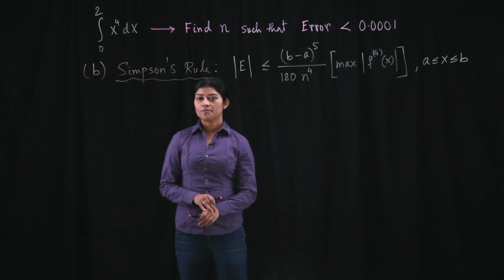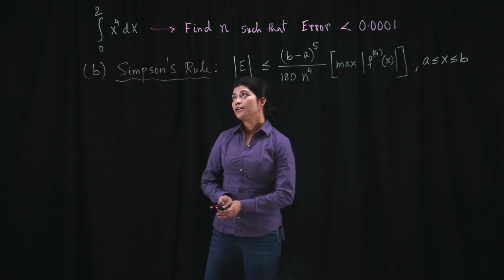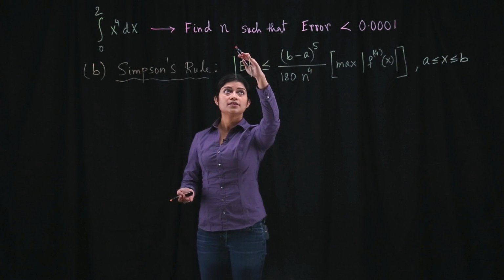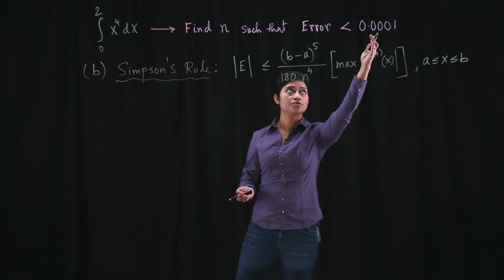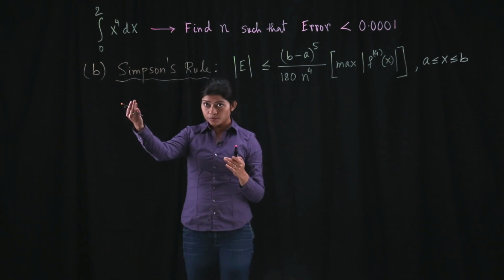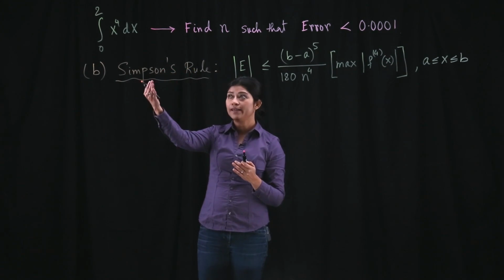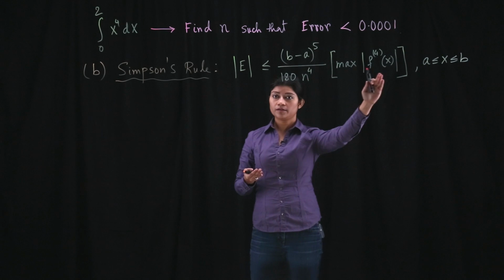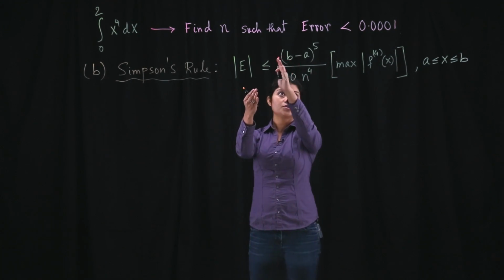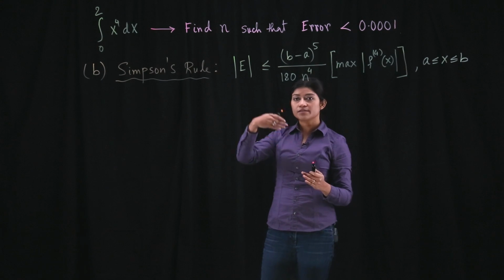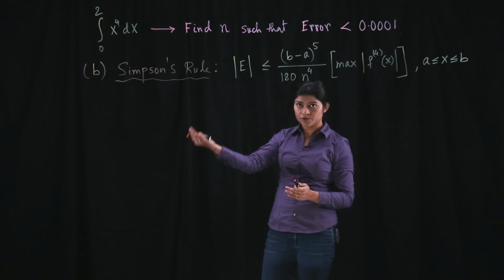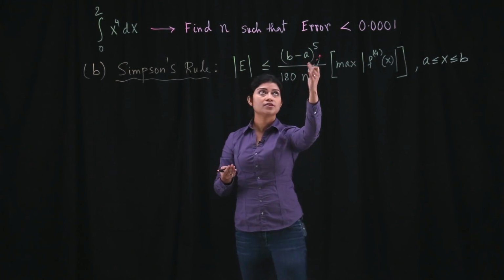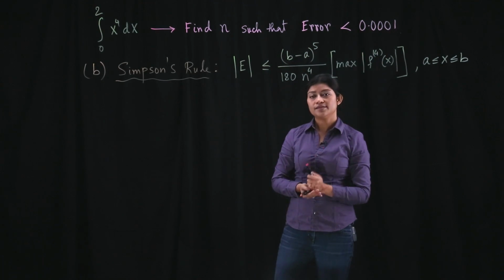So continuing with our problem on error analysis, remember that this is our definite integral right here, and we have to find n such that the error will be less than 0.0001. And in this part B, we have to figure out when we are applying Simpson's rule. So for Simpson's rule, this is the formula. So the error is less than or equal to this expression right here. So we just solve the problem the same way that we did in the trapezoidal rule. We plug in everything in here, and then we see what n is so that the entire error will be less than this given value.